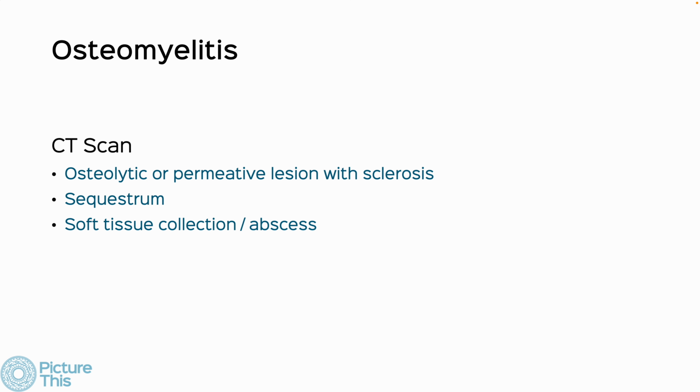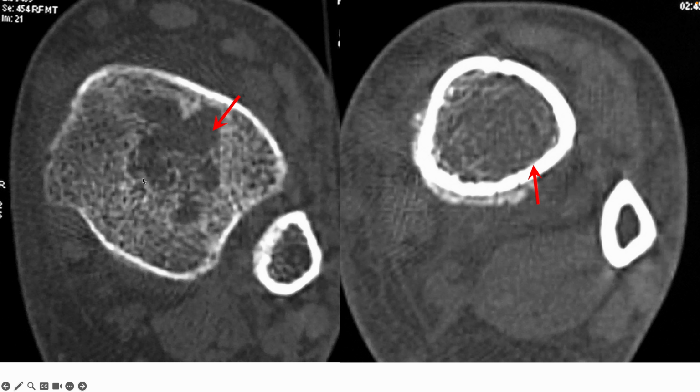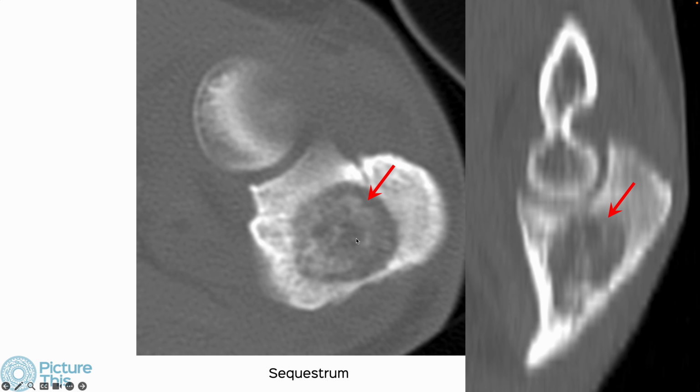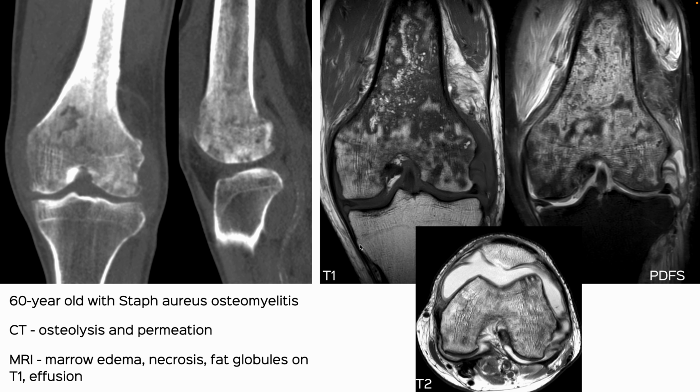On CT, we'd see similar findings. So here are these osteolytic lesions, wideish zone of transition, periosteal reaction, and a sequestrum seals the diagnosis whenever you see it. Those sequestra are more common with tuberculosis than non-tuberculous infection.